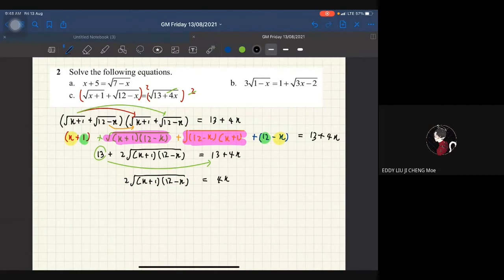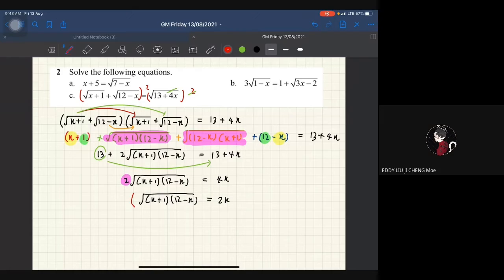Okay, dekat sini ada dua cara. Sama ada awak nak squarekan terus ataupun awak nak hilangkan dulu this 2 over here. Okay, saya nak hilangkan dulu. So, dia akan jadi paste. Okay, saya hilangkan 2. So, kat sini dah tak ada 2. So, yang belah kanan 4 divided by 2 is 2x. Alright, so sekarang barulah boleh squarekan.